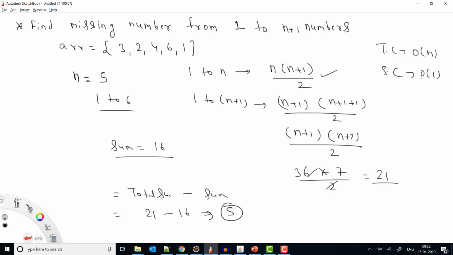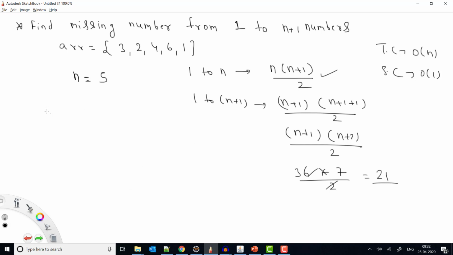Now let's see the other solution as well. Let me write the numbers here: 3, 2, 4, 6, 1. If it was the proper way, the numbers would have been 1, 2, 3, 4 and 5. This was the ideal case, but because one number is missing, all these values will be in the correct place and 6 will be here. And if you see, the indexes are 0, 1, 2, 3, 4.